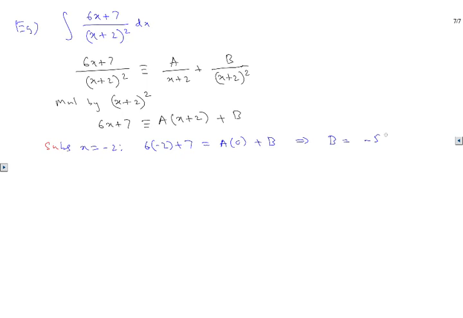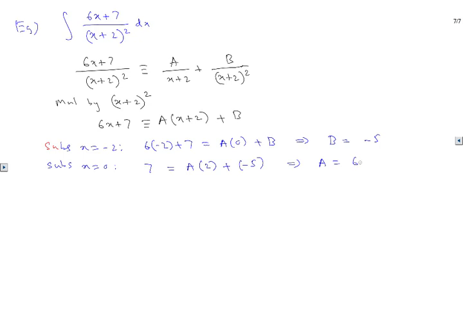Good. Now you can see that in this identity you can pretty much substitute anything you want. Most of the time the easiest number to substitute is 0. So you can substitute x equals 0. If you plug in x equals 0, you get 7 equals a times 2 plus b is -5. Then you can find a. So how much do you get for a? You get 2a, so 12 equals 2a, that means a equals 6.